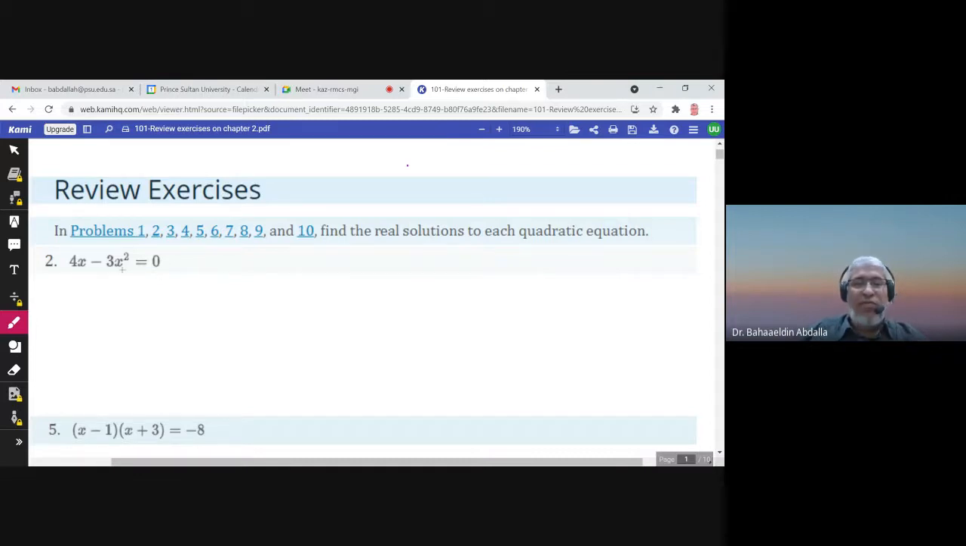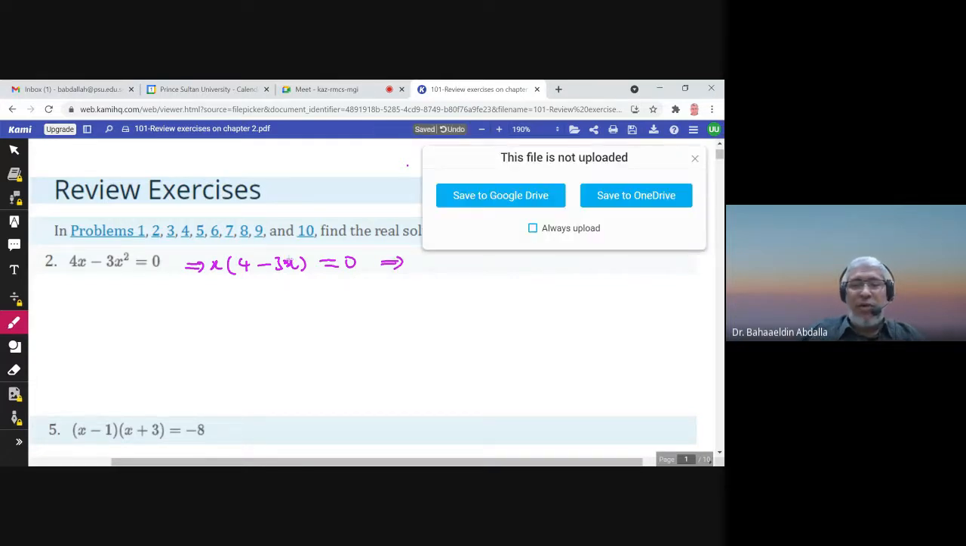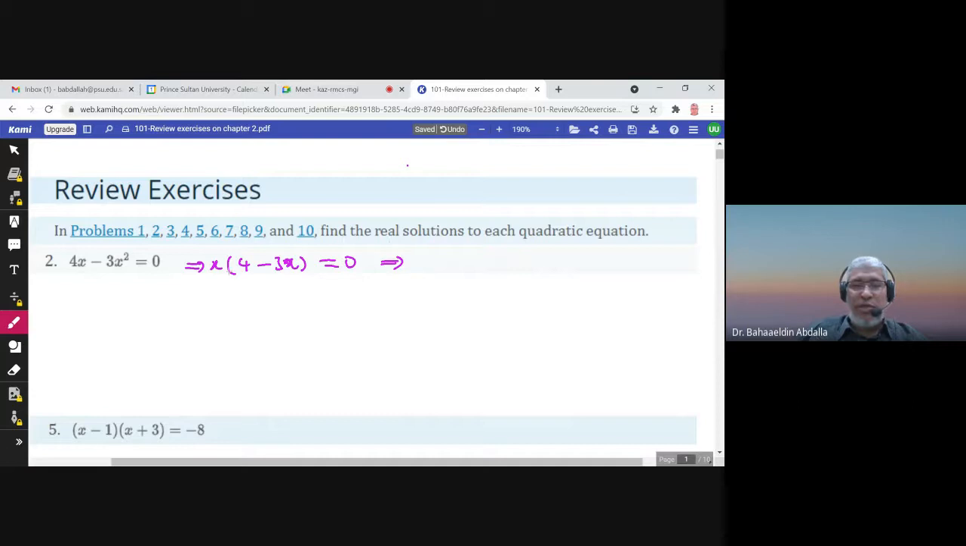And here we can factor the left-hand side. If we take x as a common factor, we will have 4 minus 3x equals 0. And we have the zero product property, which says either x is 0 or 4 minus 3x is 0. So this is the first solution.